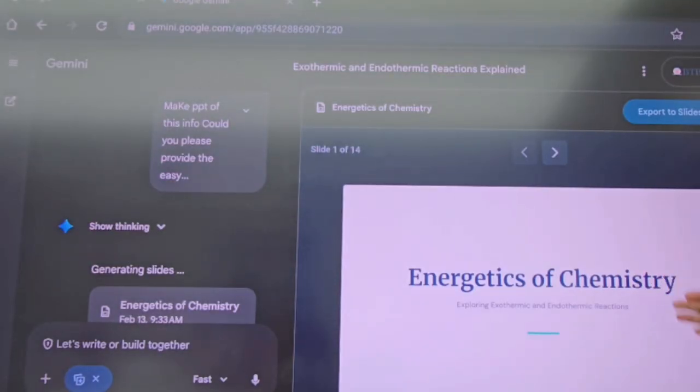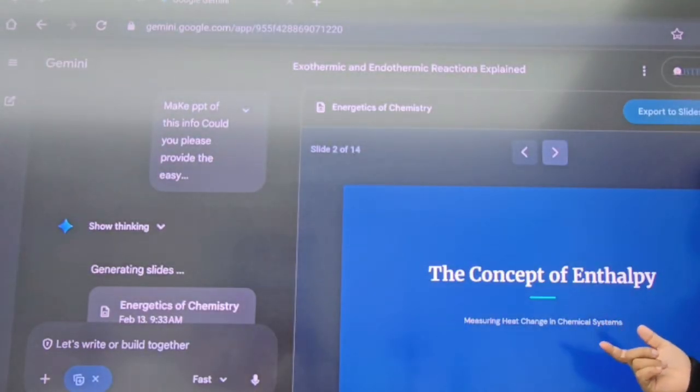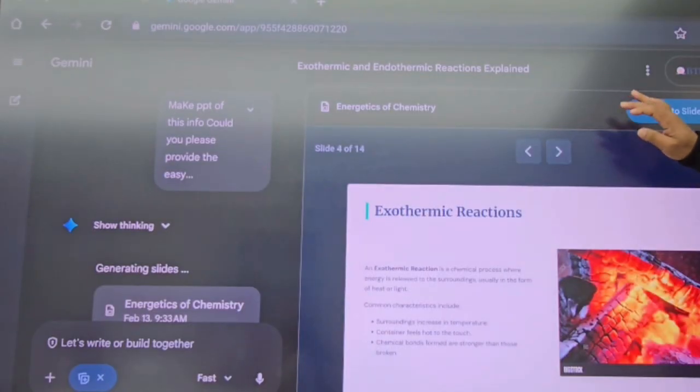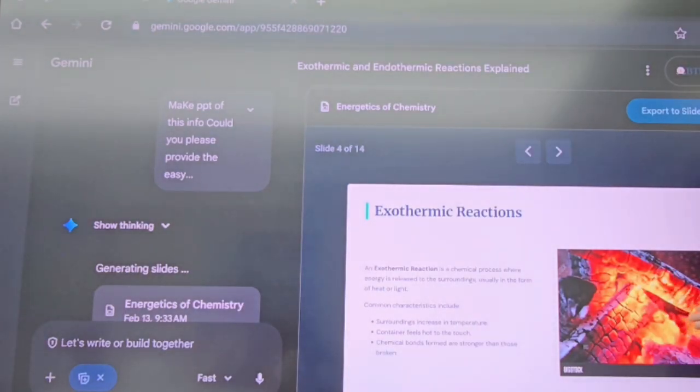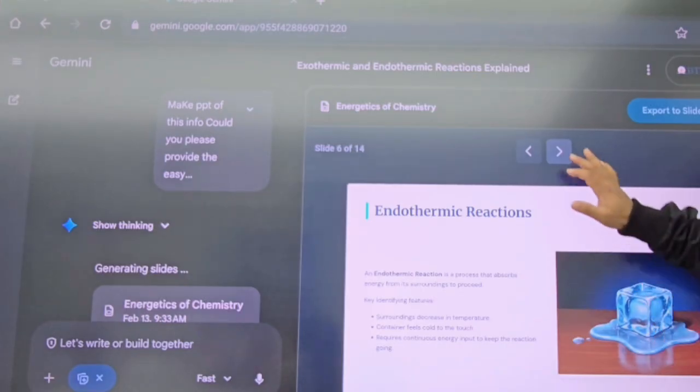It's about energetics of chemistry, exploring exothermic and endothermic reactions. So you can see here the concept of enthalpy that I was looking for. There are some diagrams also being added. You can see the diagrams for the exothermic reactions. I think this is about endothermic reaction with the beautiful diagrams. Can you see all of you here?